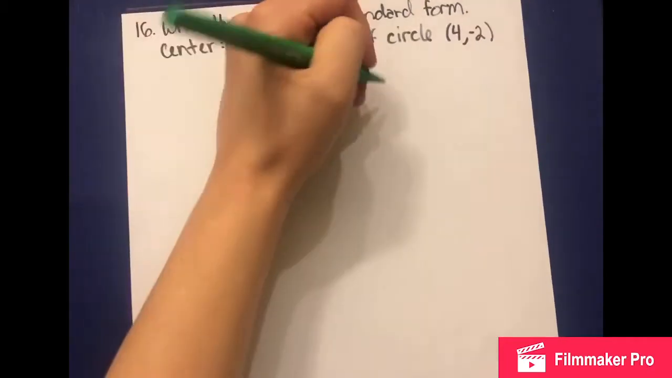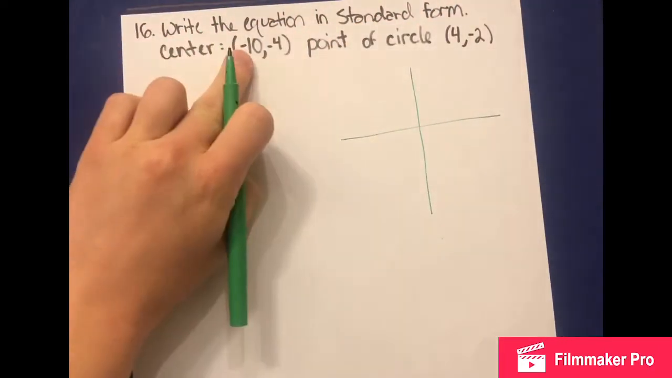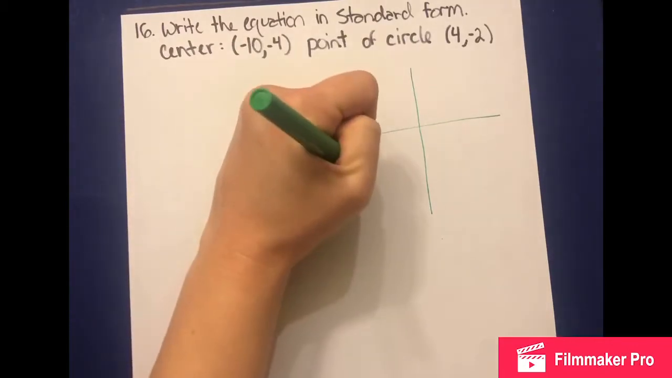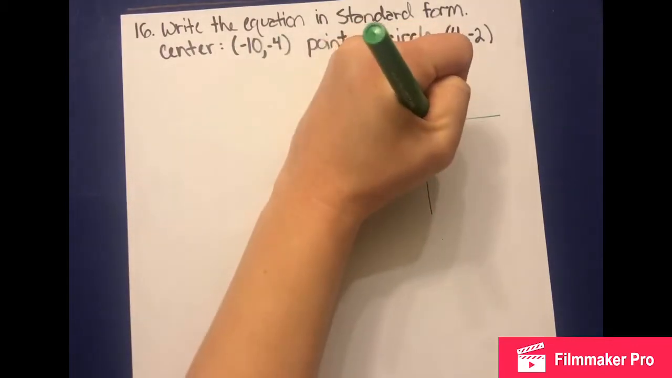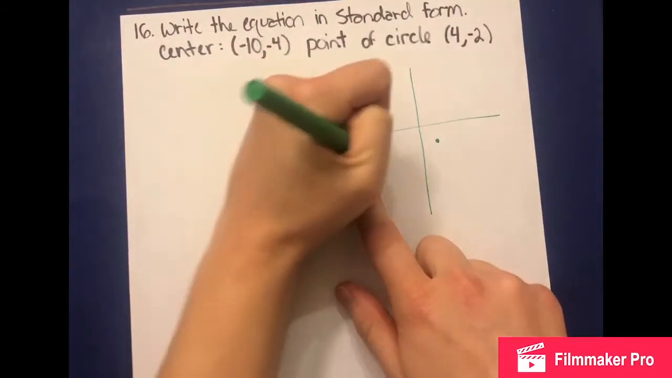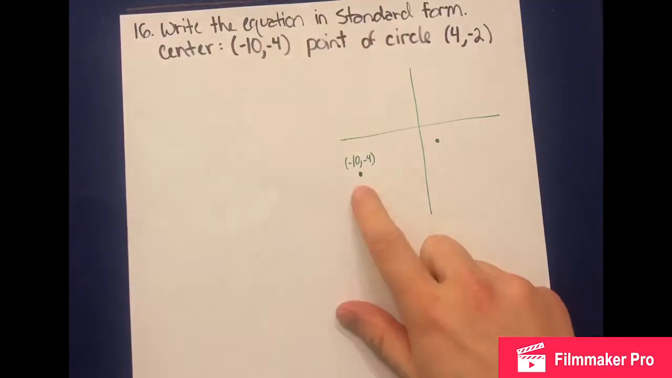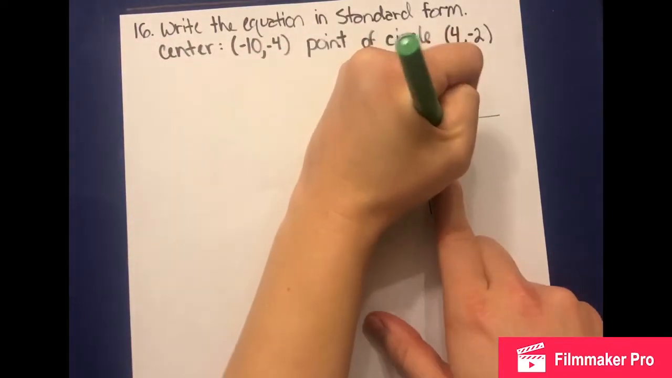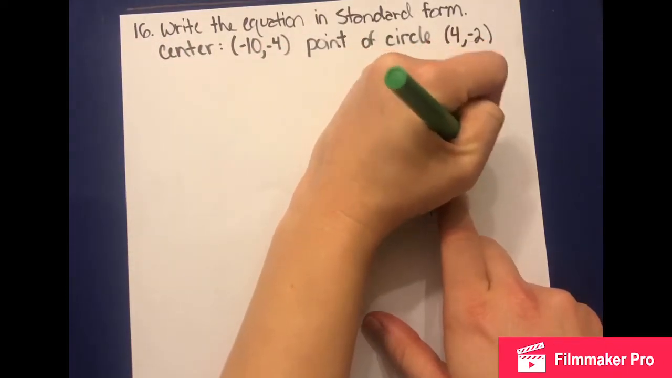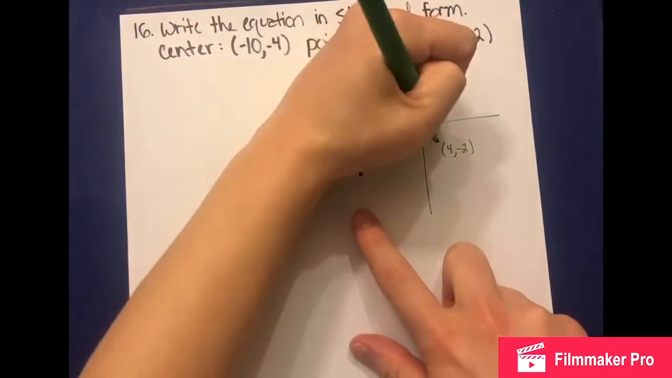So if I draw this out, I got a point about here. I got a point about here. This is my center. This is -10, -4. This is my point on the circle, 4, -2. This is the center. I'm just going to draw this right around here.